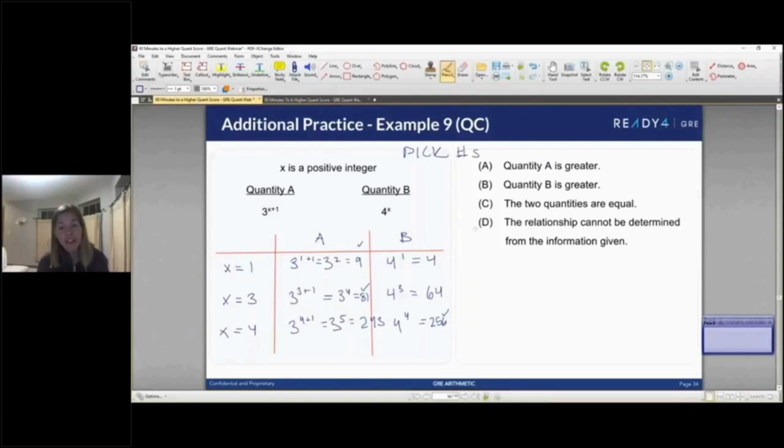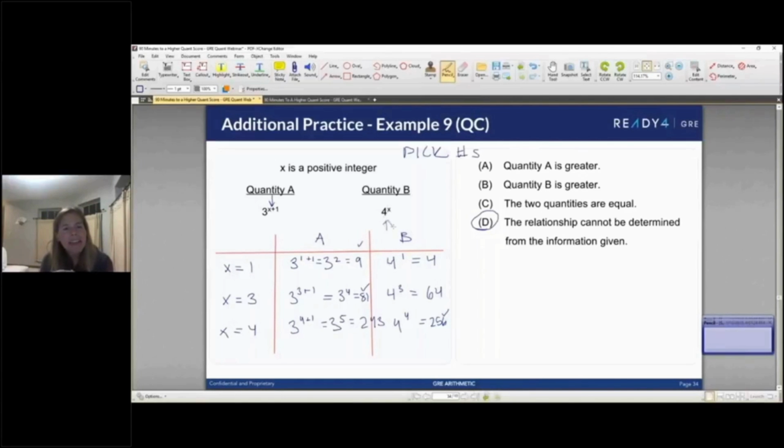So it turns out that the relationship can't be determined. It depends on what you pick for X. Now, the question I most often get is, how do I know when to stop? There is a little bit of finesse that goes into knowing when you've picked enough values for X. The clue with this one is that this one is going up by powers of 3. Every time your X gets bigger, it's like you're adding another power of 3. Here, it's by powers of 4.